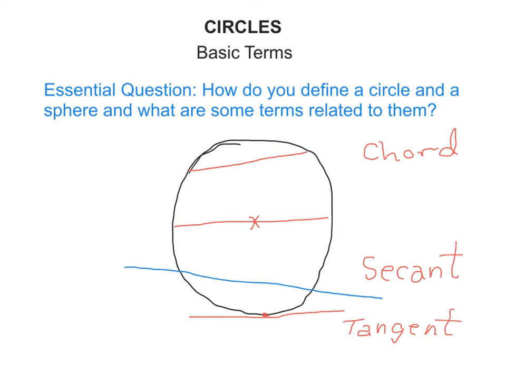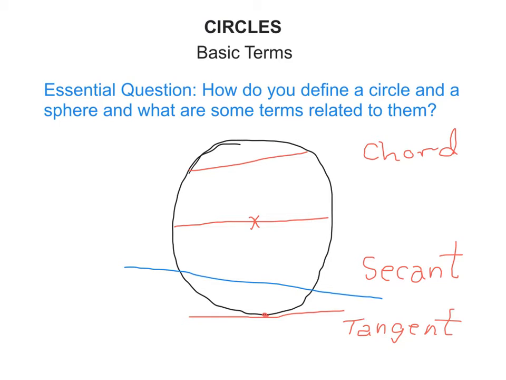So we've got chords, which are line segments whose endpoints are on the circle and which are totally within the circle. We have a secant, which is a line, not a segment, which cuts through the circle. And then we have a tangent, which is also a line, but it only touches the circle in one point.